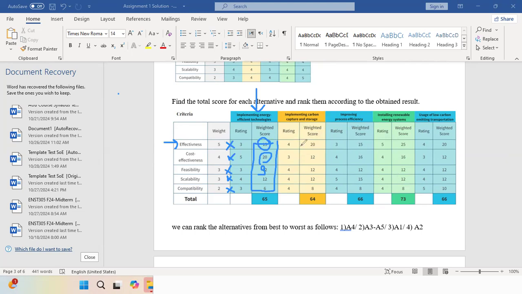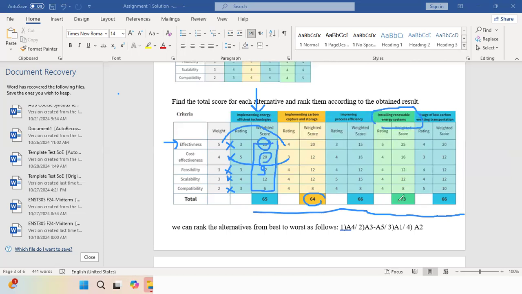Here we do 5 times 4, 20, 4 times 3, 12, 3 times 4, 3 times 4, plus 2 times 4. We sum these scores and obtain a total score of 64. Same for the remaining alternatives. Then we can compare the total scores obtained. The largest score was obtained for installing renewable energy systems, so this is the best alternative to consider.